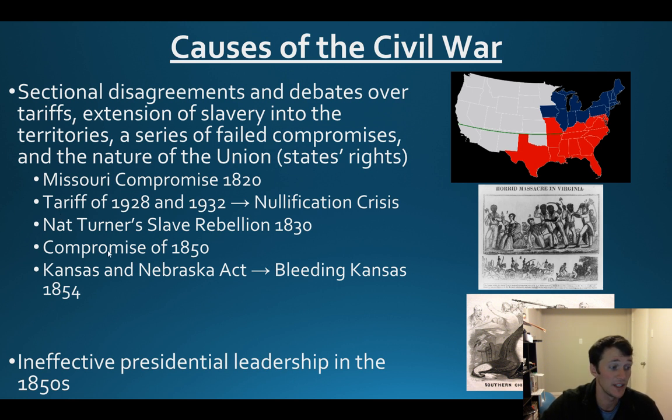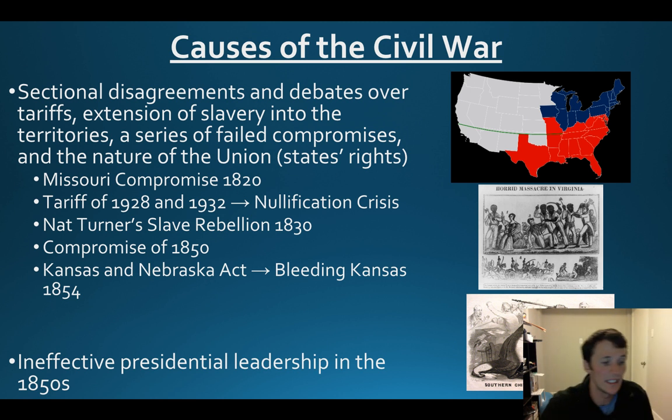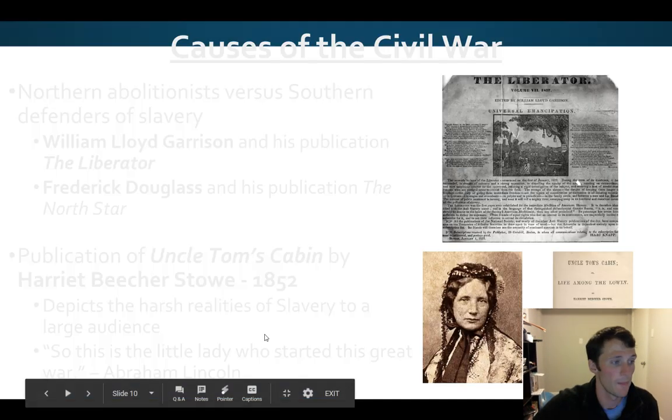We have the Compromise of 1850, when California is going to come into the Union, and then you're going to get this whole idea of popular sovereignty for the new territories we gained from Mexico, and also in the Kansas and Nebraska territory not long after, with the Kansas-Nebraska Act, right? This leads to violence there as they try to decide, and all of these things mixed together with some ineffective presidential leadership in the 1850s is going to lead to a civil war, right?